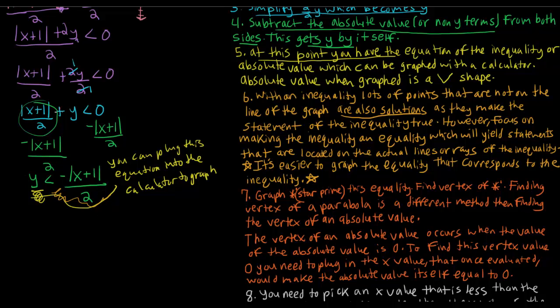an equality. So we can do that by just taking the equation and making it y equals negative absolute value of x plus 1, all over 2. So now instead of being an inequality like here where we have the inequality sign, it's an equality.